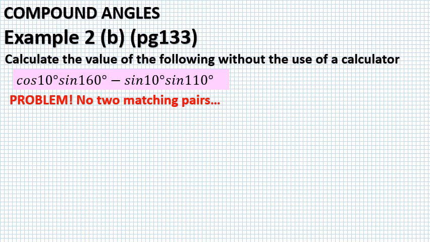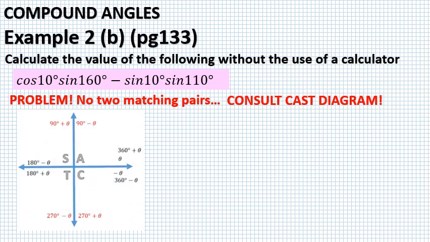But 160 is not the same as 110, so that cannot be linked up to one of our compound angle identities. Furthermore, we have a cos sine on the left-hand side of the minus sign, but then a sine sine on the right-hand side of the minus sign. So this does not link up to a compound angle identity. Therefore, we're going to have to manipulate this question using our cast diagram. That is the cast diagram.